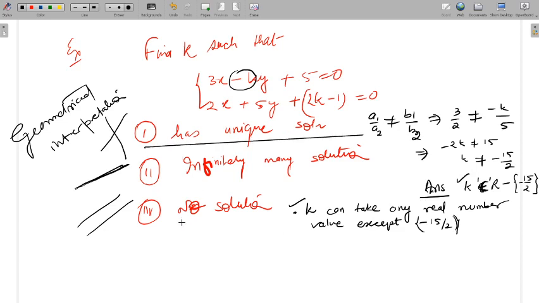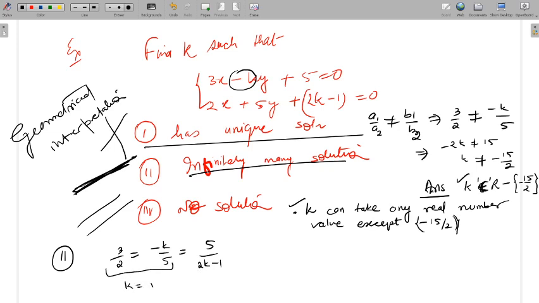So this was the first part. Second part, try second part. For infinitely many solutions, the lines have to be identical, right? One line over another line, the lines have to be overlapping. So what is the condition? A1/A2, B1/B2 and C1/C2 should all be equal, right? For infinitely many solutions. That means 3/2 should be equal to -k/5. This should be equal to 5/(2k minus 1). And here you will get the value of k as -15/2. Just as we have solved it, right?